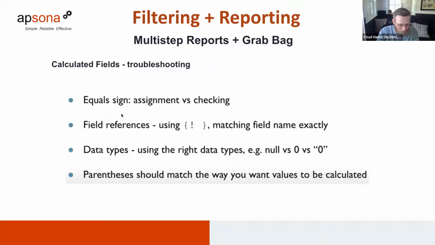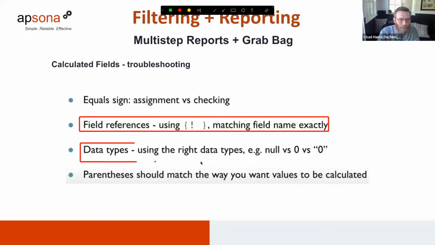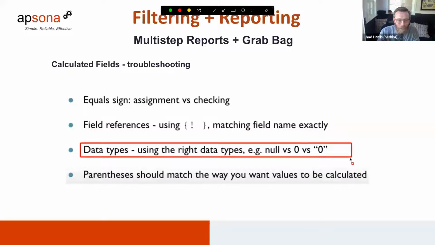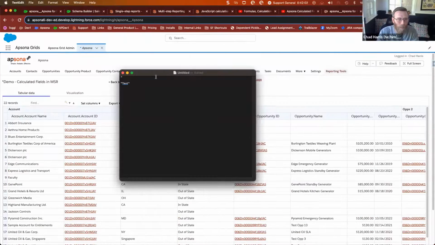So we talked about equal sign assignment versus checking, so we always want to use double. We talked about the field references, and using the right data types. If you're looking at an amount field and you want to return a number, you're not going to use string as your output. You're going to use number, or what's the technical term here?